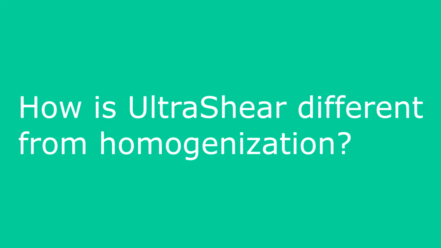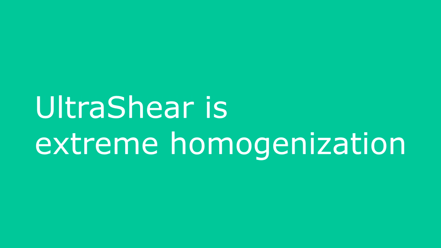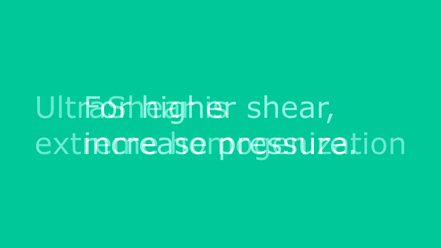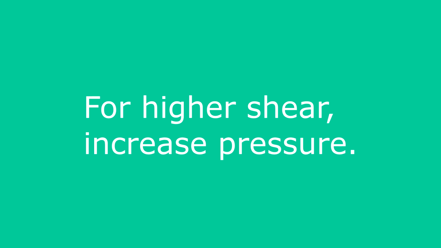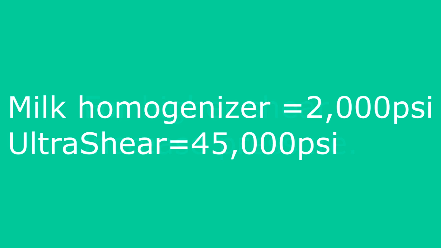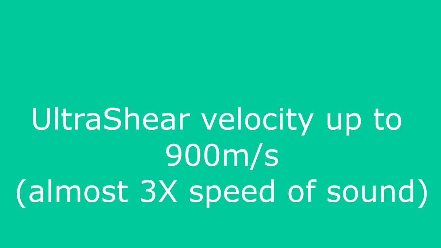How is UltraShear different than homogenization? UltraShear is homogenization but at extreme conditions. To get higher shear, we increase the pressure driving fluid flow. A typical milk homogenizer is a pump that works at 2000 psi. In UltraShear, we increase velocity many times over conventional homogenizers by using pressure above 40,000 psi. As a result, our velocity can be 20 times greater.